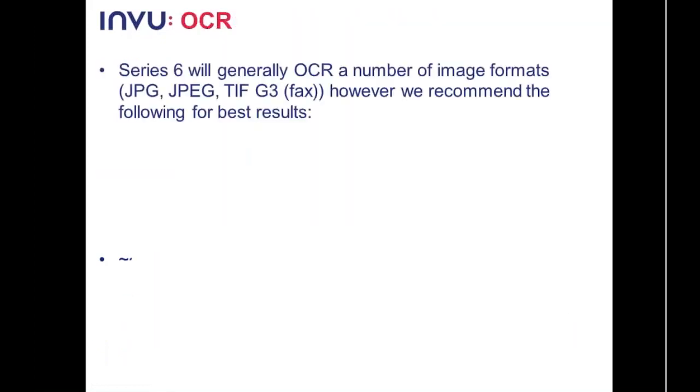the OCR. Series 6 will generally OCR a varying number of types of images, image formats even: GIF, JPEG, TIFF, PDF. However, for the best results, we normally recommend TIFF Group 4 and PDF-A, which are image-based PDFs. It generally provides a good result with OCRing, but again, it just comes down to the overall quality of the document itself.